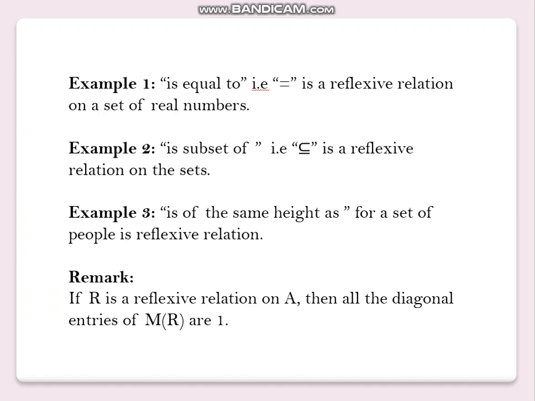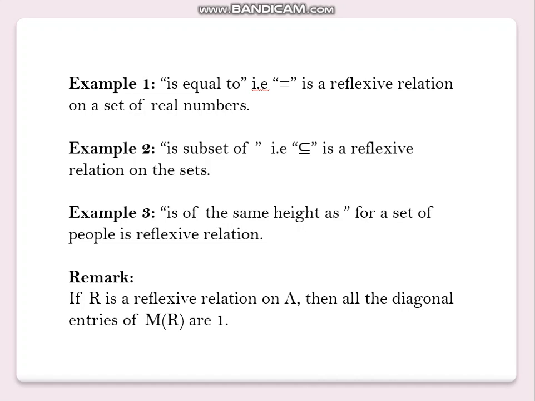In example number 1, we have considered 'is equal to' on a set of real numbers. Since all numbers are equal to themselves, this is an example of a reflexive relation. 2 equal to 2, 3 equal to 3, since these are numbers which are equal to themselves. Example number 2 is 'is a subset of', a reflexive relation on the set.